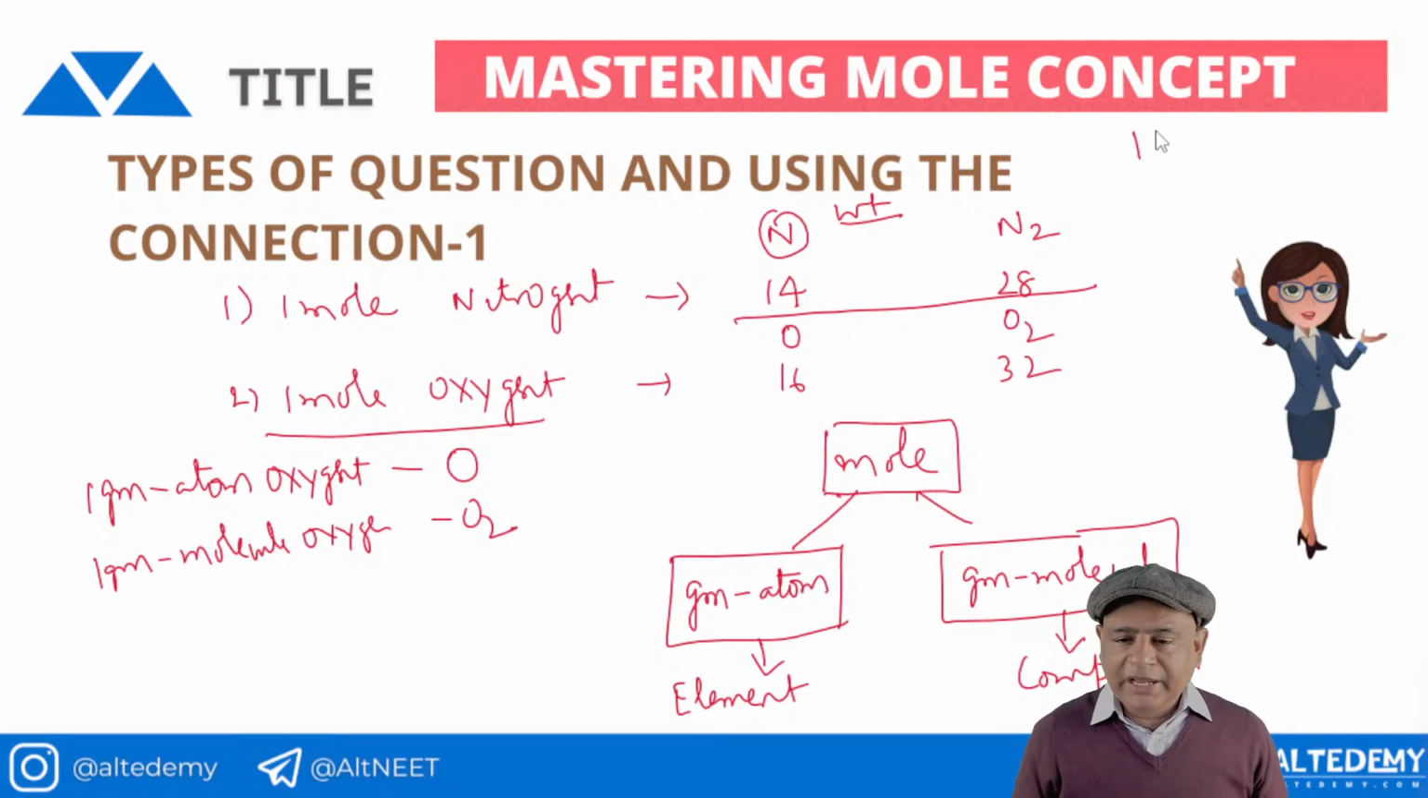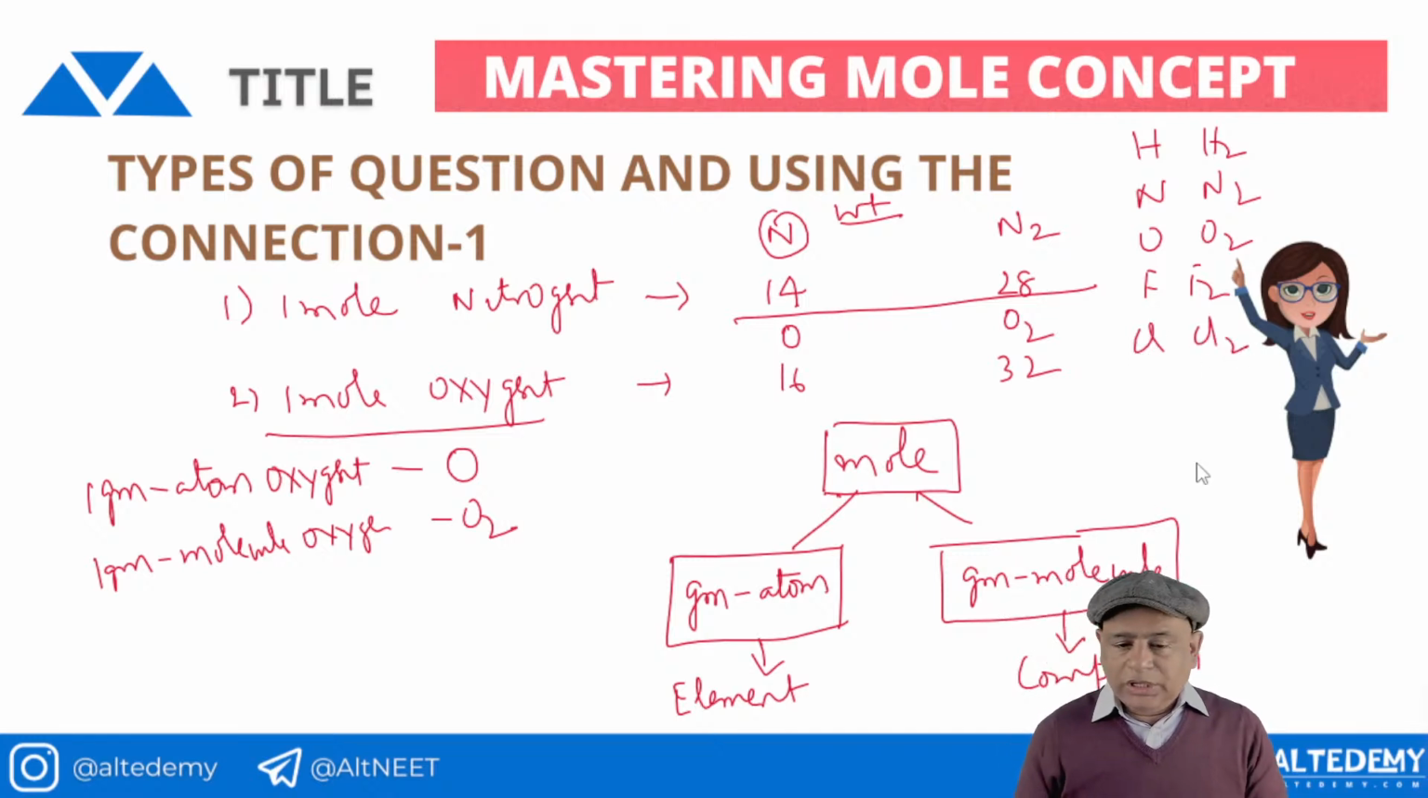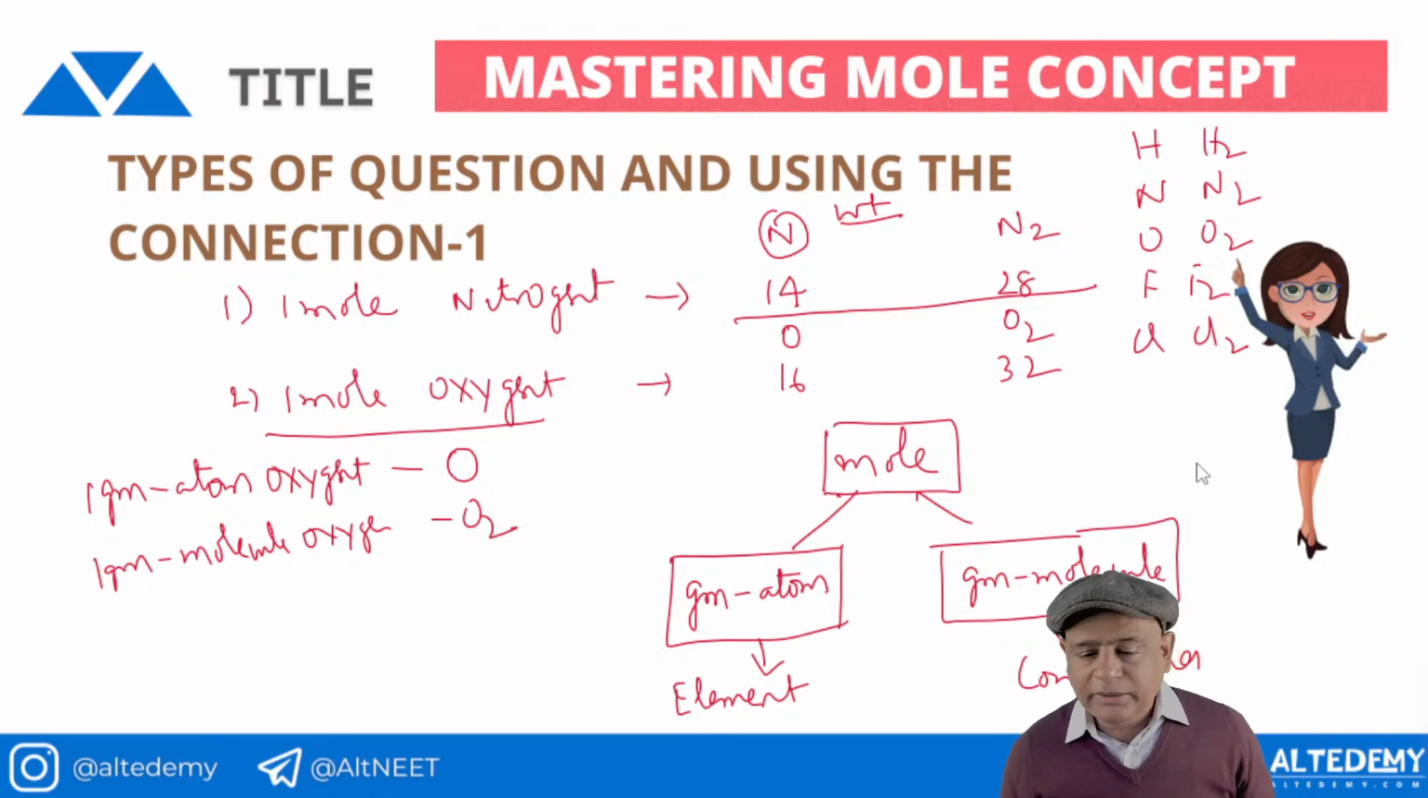This can happen with H, H2, N, N2, O, O2. What else? F, F2, Cl, Cl2. There can be some more. So another name for mole has been given: gram atom or gram molecule. I hope you have understood the concept of mole thoroughly, and I think that is all I have to say. Whatever more information you need, I will give you through another channel in which all of you are associated, and I hope you enjoyed this session.